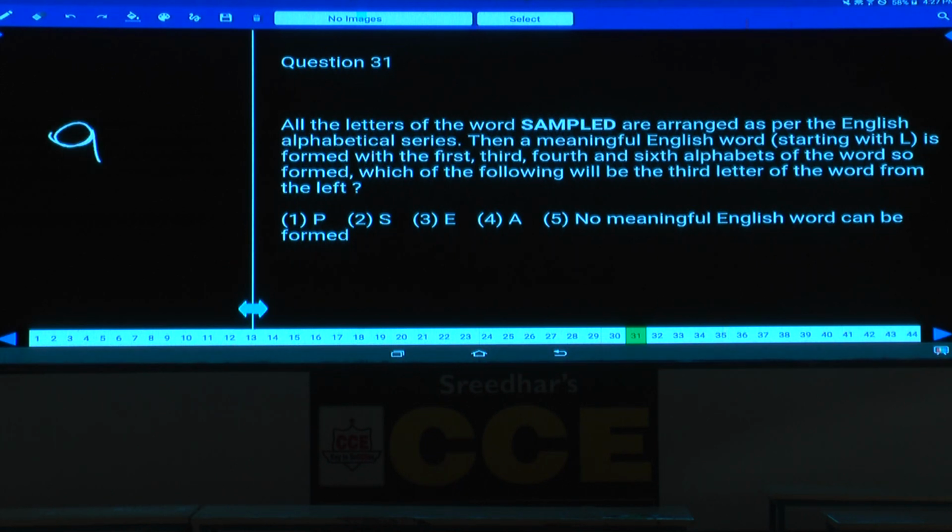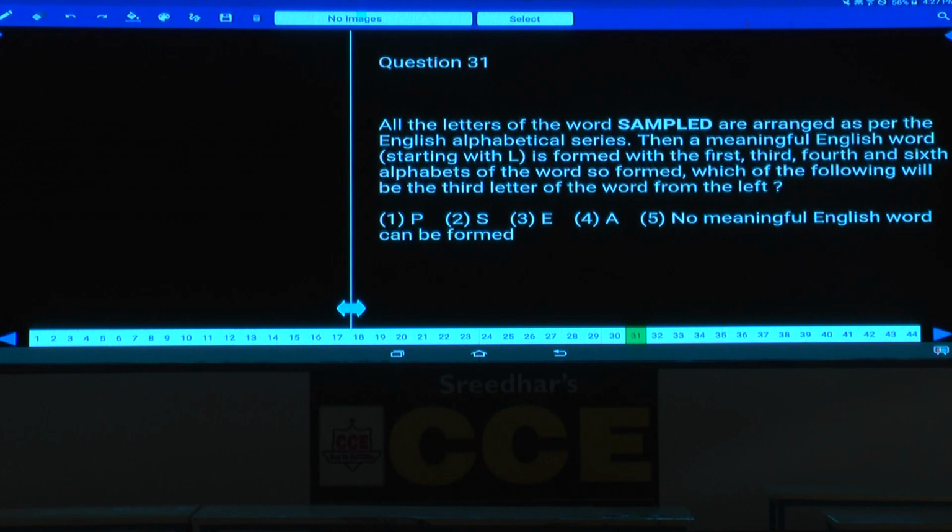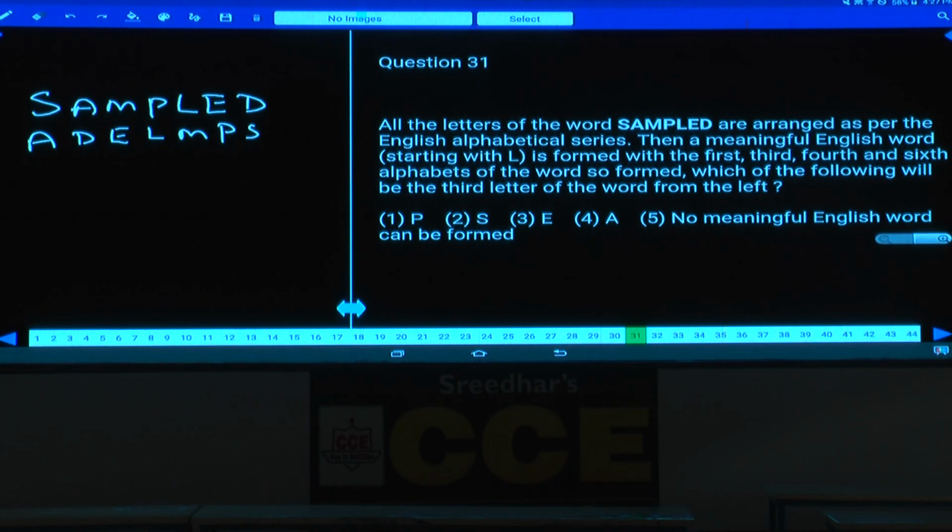Paper number 93, question number 31. All the letters of the word sampled are arranged as per the English alphabetical sequence. Now this is the word sampled, and now this is arranged in the English alphabetical order, that is A, D, E, L, M, P and S. Then a meaningful word starting with L is formed with the first letter.